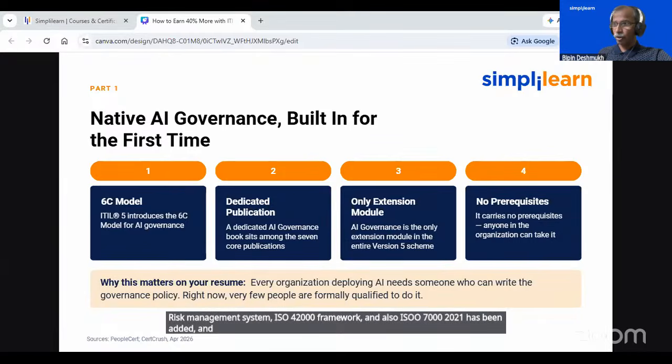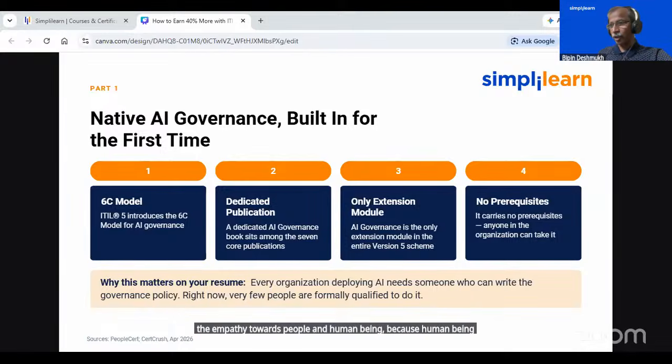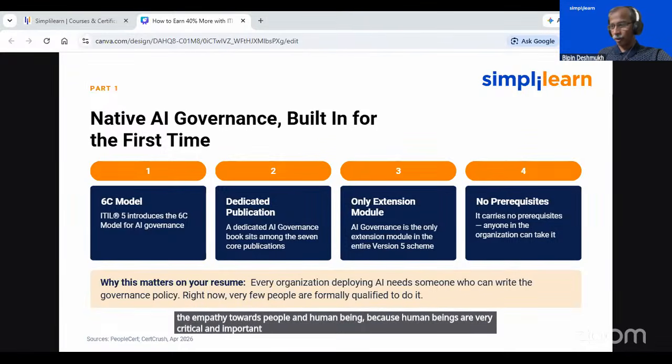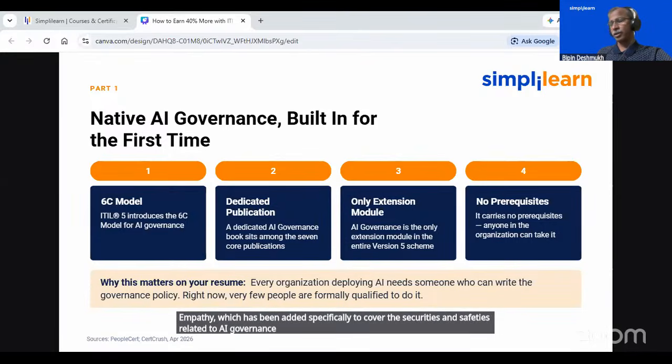And this governance model has made it very critical and important to manage the ethics, emotions, and empathy towards people and human beings, because human beings are very critical and important. As a user, the system needs to take care of these three aspects of ethics, emotions, and empathy, which have been added specifically to cover the security and safety related to AI governance with respect to human beings in an organization, those who are following it and those who are implementing it.